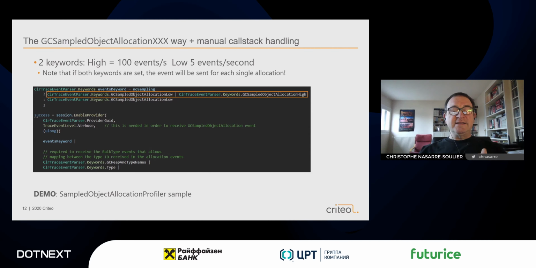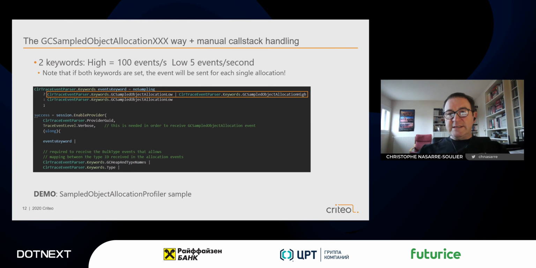And it will send that through the ETW event pipe, either the ETW or the event pipe, and that will have an impact on the performance of your application. So start with the low. If you need more than that, pick the high, but don't pick both.